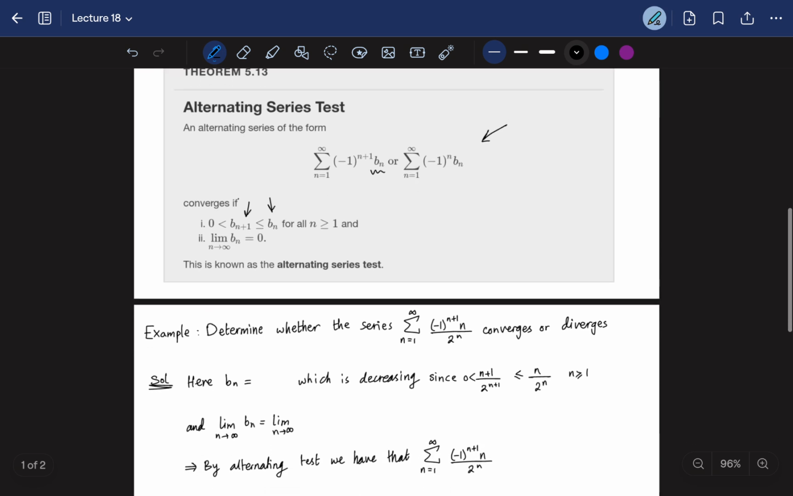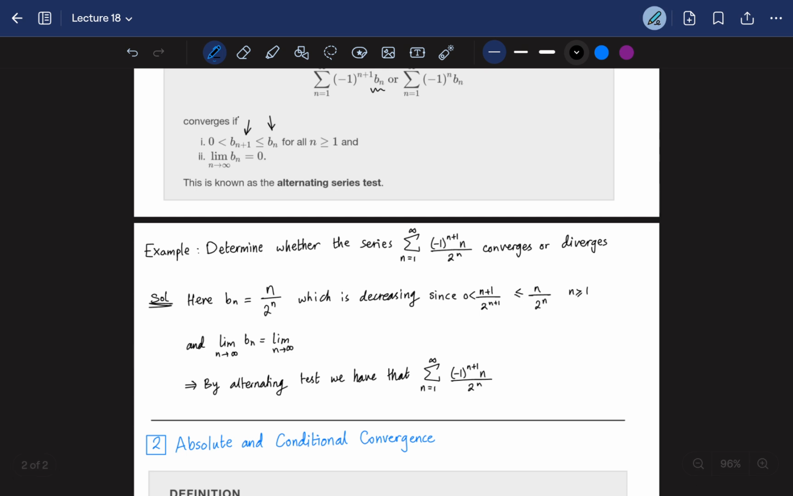So for example, if I have this series, (-1)^(n+1) times n over 2^n, my b_n here is n over 2^n. And it's decreasing because (n+1) over 2^(n+1) is less than or equal to n over 2^n, because here my denominator is increasing at a faster rate than my numerator. So if the denominator is becoming bigger in a fast way, this means my fraction is becoming smaller in a faster way. So that's why it's decreasing.